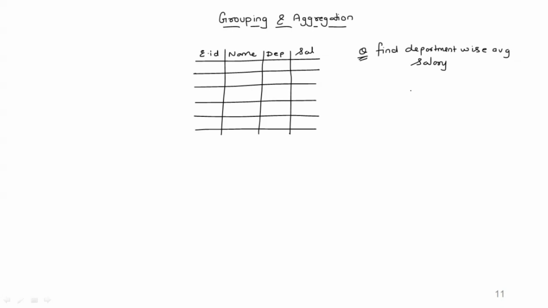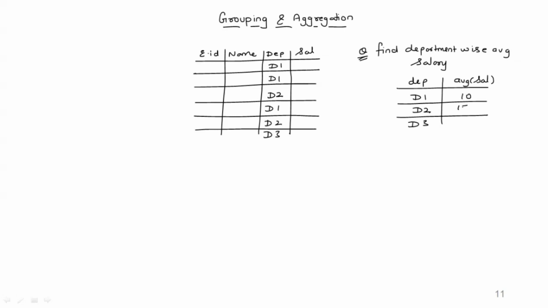The output of this question would have 2 columns. Here I will have department, here I will have average of salary, and then I'll have the result. So let's say if I'm having D1, D1, D2, D1, D2, D3, in my resultant column, I'll have D1, D2, D3 followed by the average value, let's say 10, 15, 20 and so on. So how can we generate a result like this?